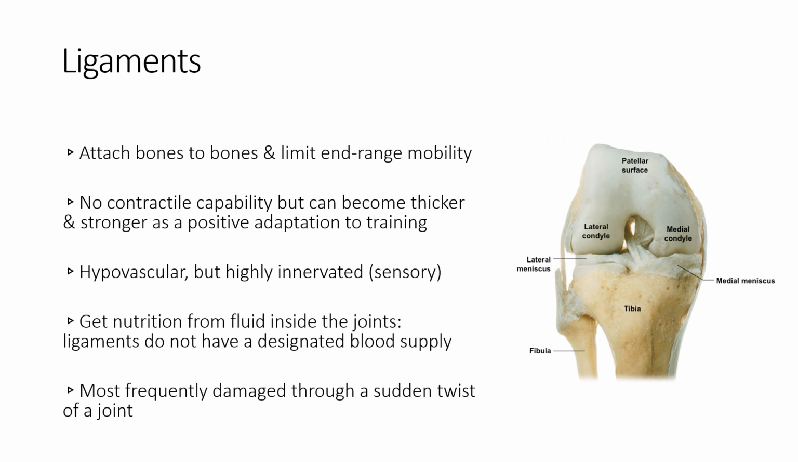Characteristics and functions of ligaments. They provide attachment and stability. Ligaments attach bone to bone, providing stability to joints and limiting excessive movement at end ranges.